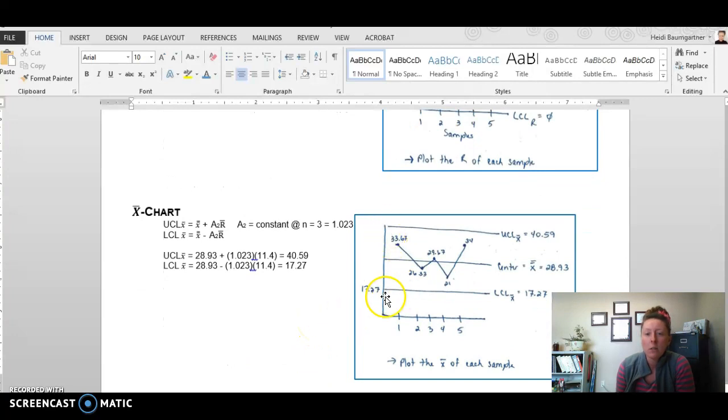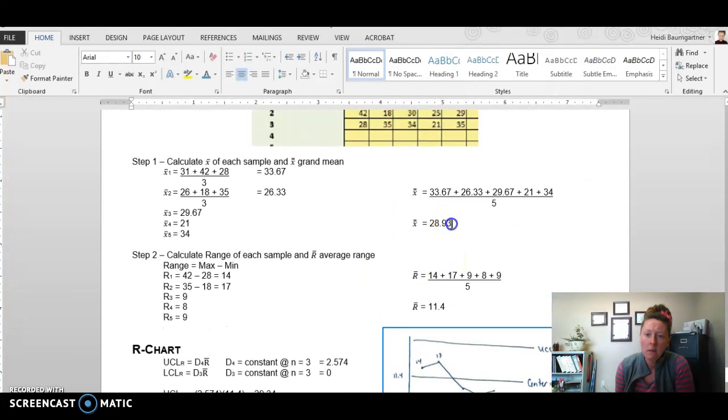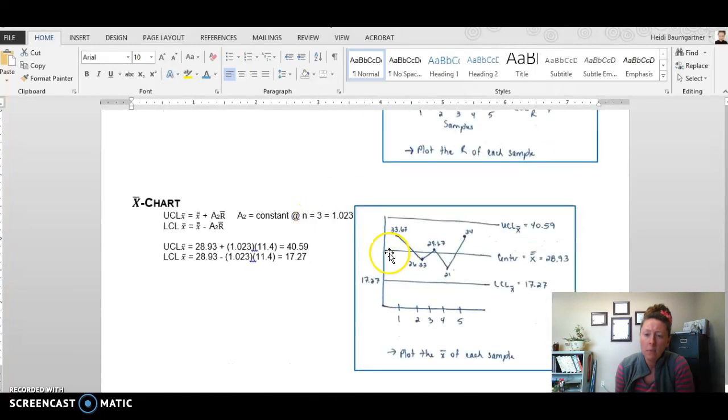Hand sketching this, we got our chart here, 5 data points. This is going to be plotting the mean of each sample. So we start off with our center line, our target value, which is the grand mean. The grand mean is 28.93, so we can put that in there. Then our upper control is 40.59, lower 17.27, and then we plot the data points for the averages.